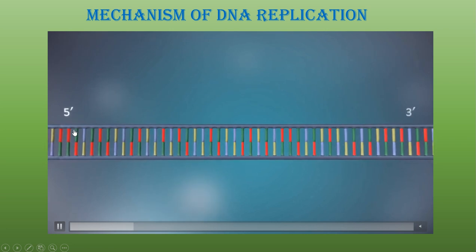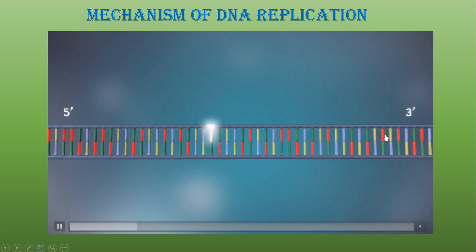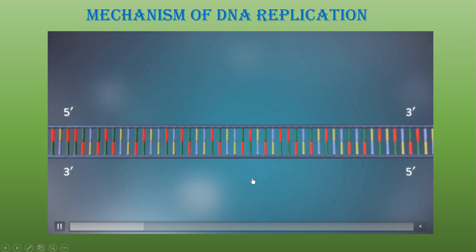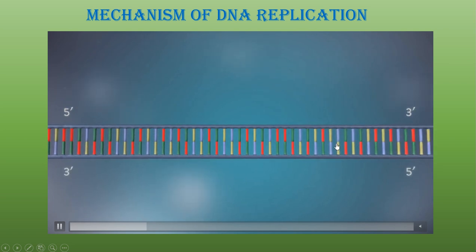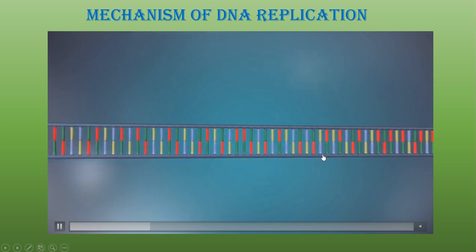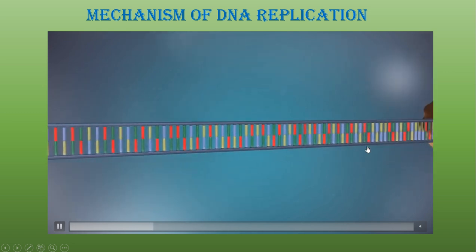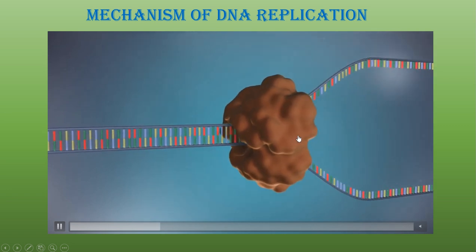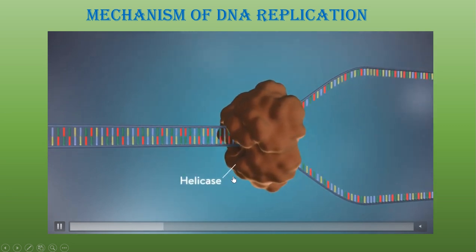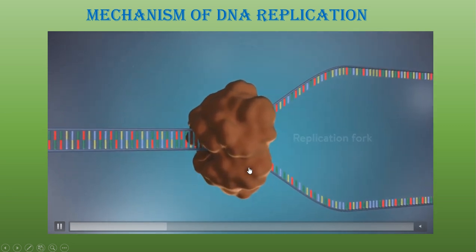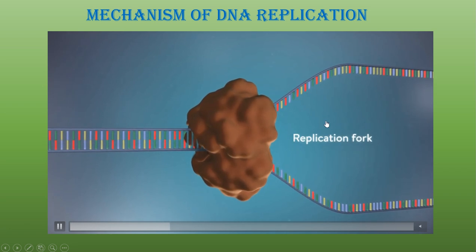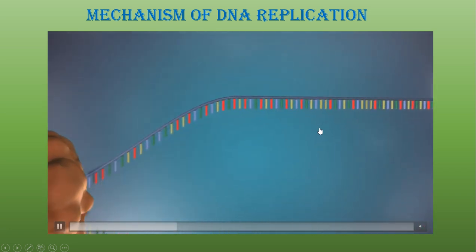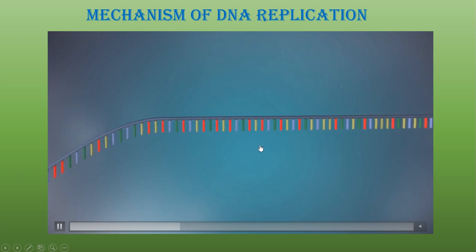Both the strands run in opposite directions: one strand runs 5 prime to 3 prime, and the other strand runs 3 prime to 5 prime. They are antiparallel to each other. The first step is the helicase enzyme, which causes unzipping. It results in the formation of the replication fork.